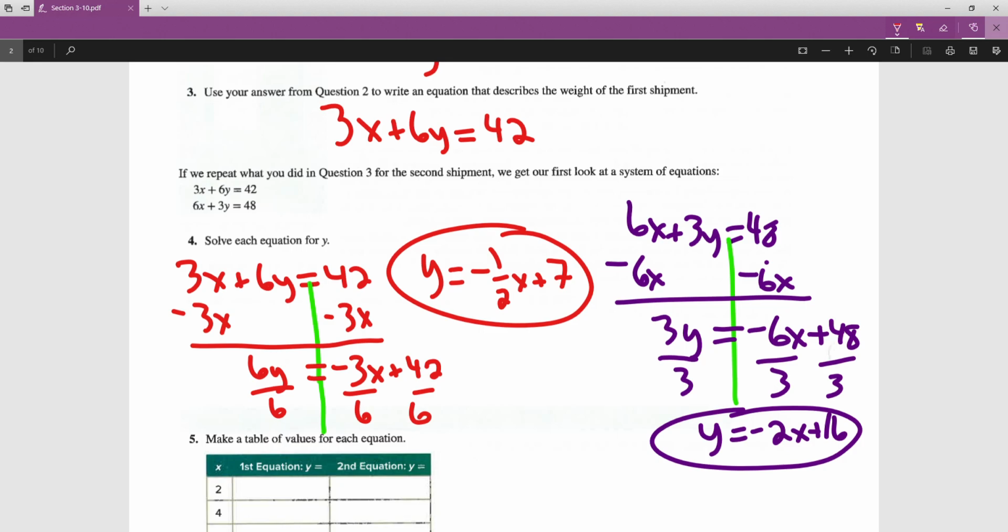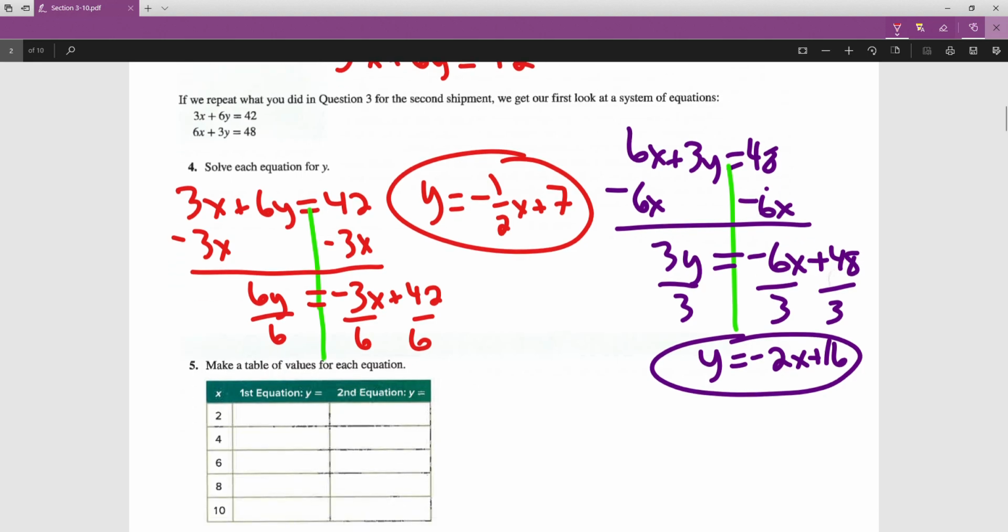They now ask us in number 5 to make a table of values for each equation. You could type this into your calculator and make your calculator do it. So for the first one, you could type in y equals negative 1/2 x plus 7, and force your calculator to create the table. If I'm going to do it by hand, I'm replacing each x with the number given. So I start out replacing x with 2. Negative 1/2 times 2 is negative 1, plus 7 is 6. Continue likewise to fill in the rest of the chart.